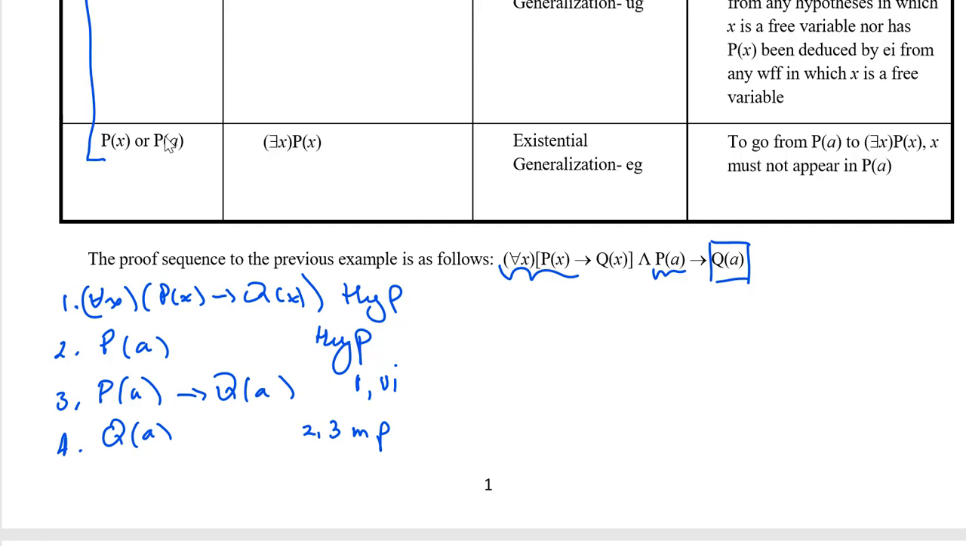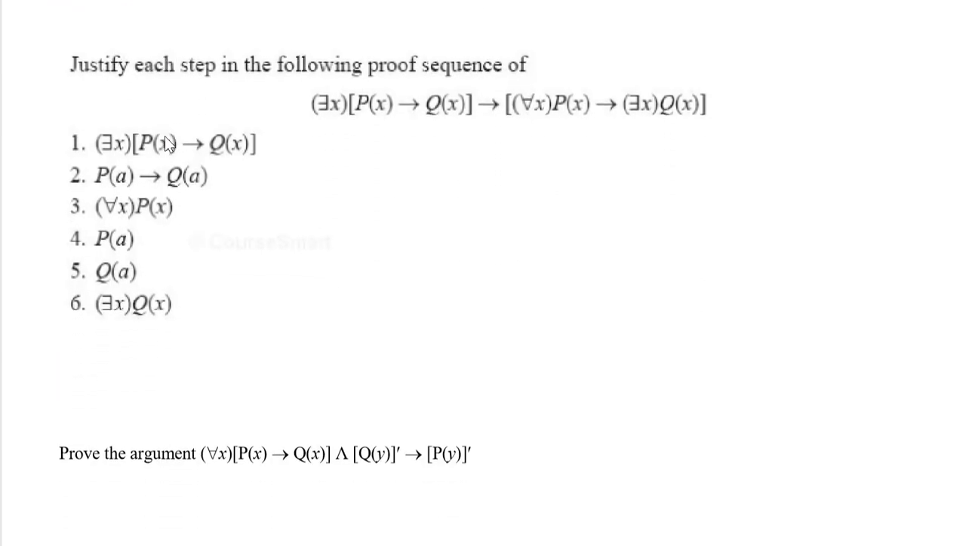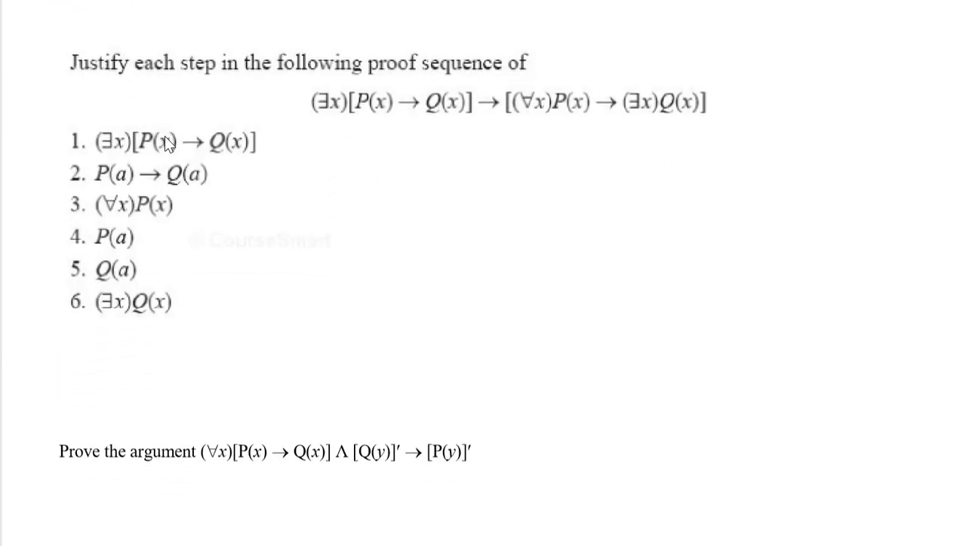So it's less steps. So let's see another example. Now in this example, the proof sequence is given, we just need to write down some justifications. So here is what I have. There exists x, p of x implies q of x, implies for all x p of x, implies there exists x q of x. So here is what I could do.